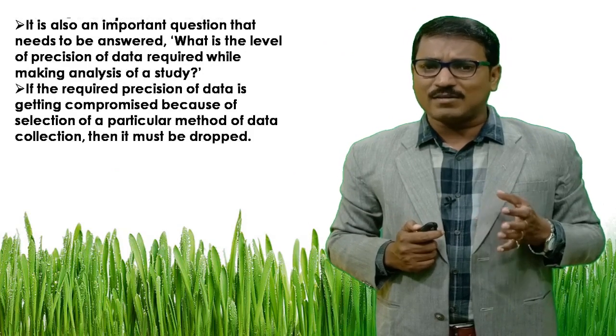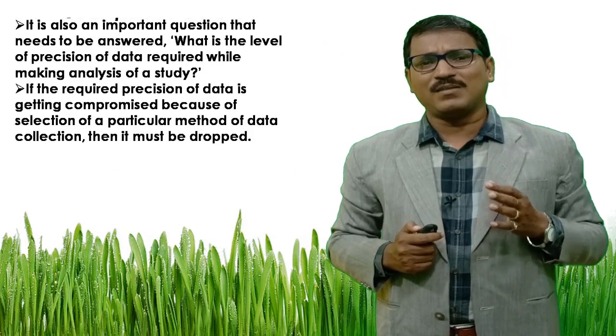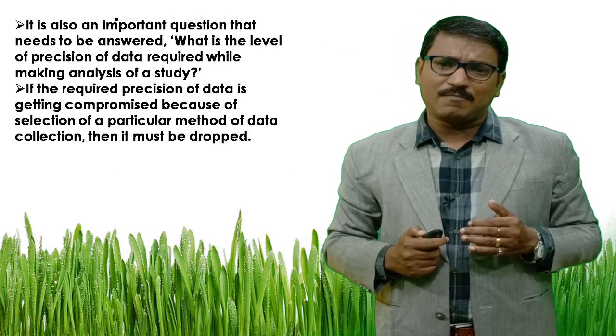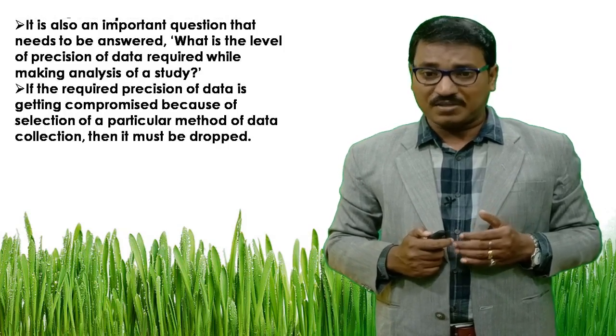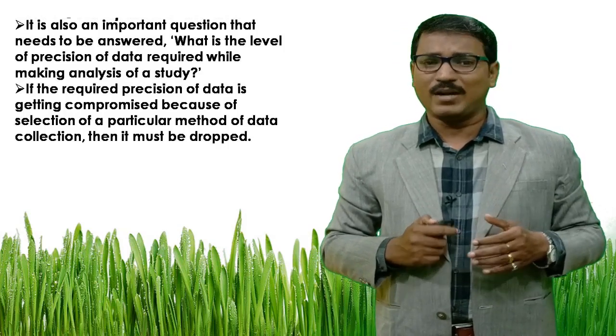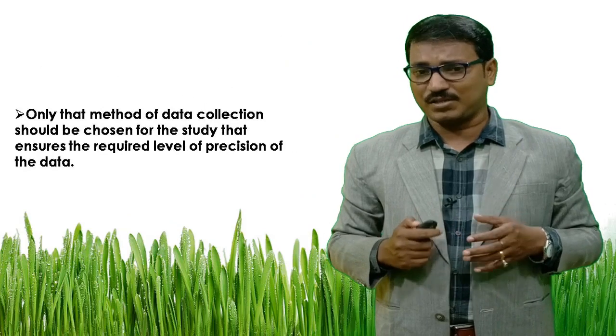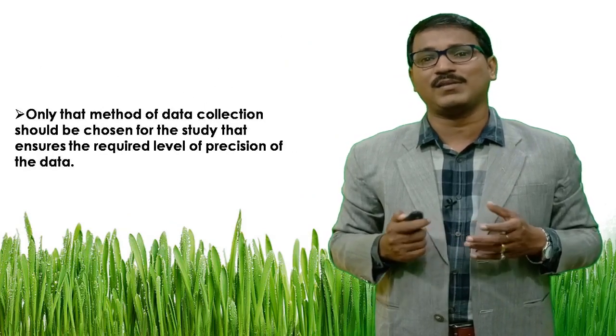Then the last factor that affects the choice of an appropriate method of primary data collection is the required precision. Precision means the perfection of data. It is also an important question that needs to be answered, what is the level of precision of data required while making analysis of a study. If the required precision of data is getting compromised because of selection of a particular method of data collection, then it must be dropped. Only that method of data collection should be chosen for the study that ensures the required level of precision of the data.